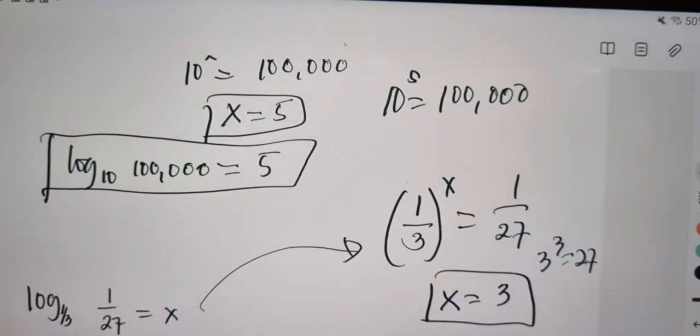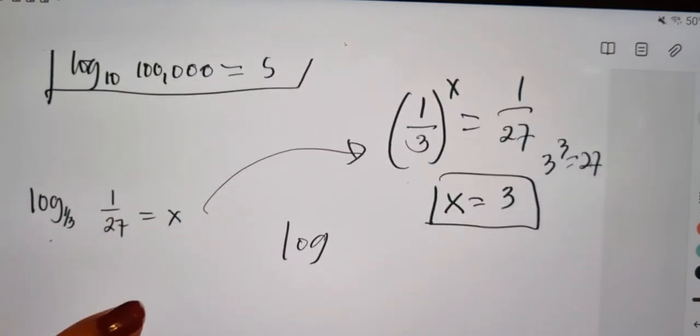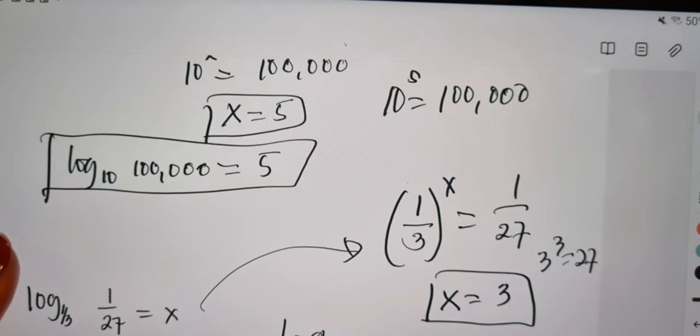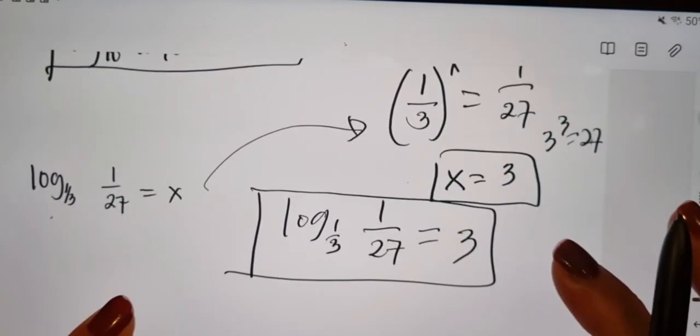Okay? So that means that we have now the answer here. We have log base 1/3 of 1 over 27 is equal to 3. So that's the final answer.